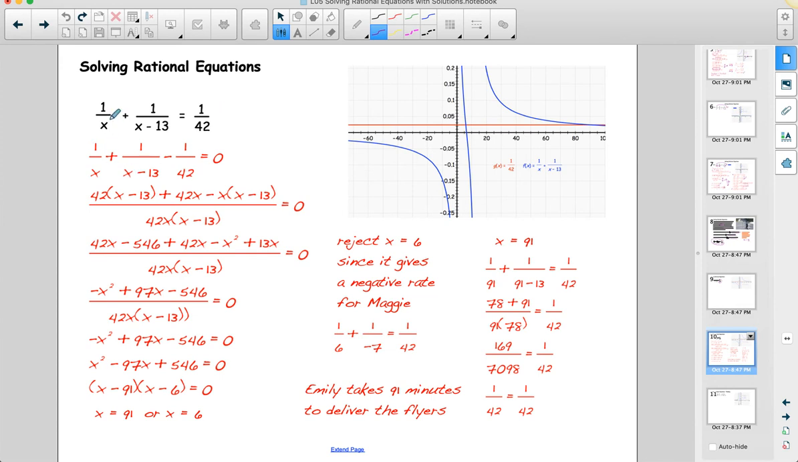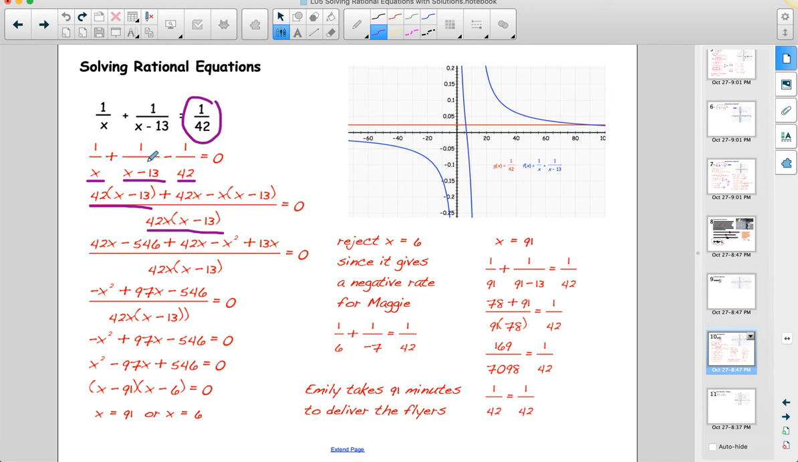All right, so let's discuss the solution. I'm going to bring this over to the other side. I get minus 1 over 42. My common denominator is now going to be 42 times x minus 13, written right there. I'm now going to have to multiply this 1 by 42 and x minus 13. That's where that's come from.